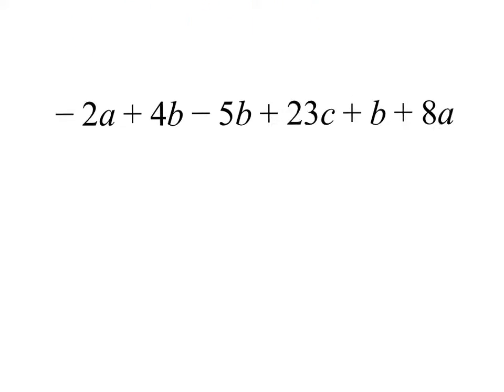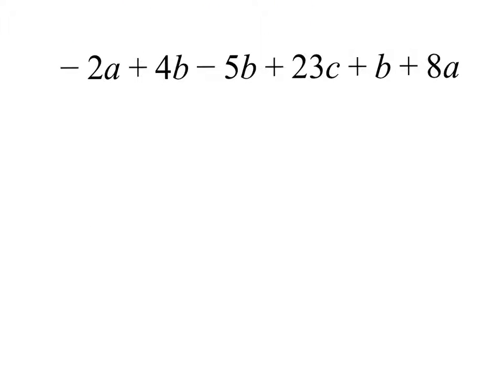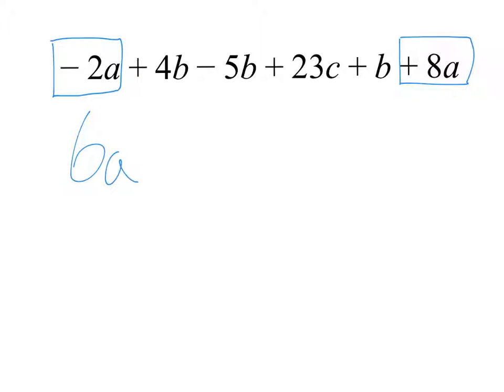Let's look at this one here. Okay, so it's a little bit longer, but it's still the same process. So let's start out with the a's. So I'll put a box around negative 2a, make sure I include the negative, and I have to go all the way down the end to get plus 8a. Negative 2 plus 8 is positive 6.